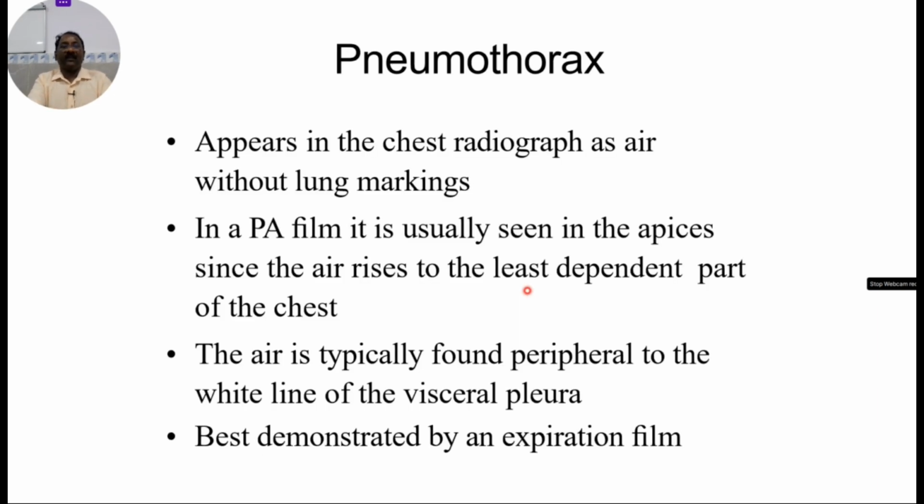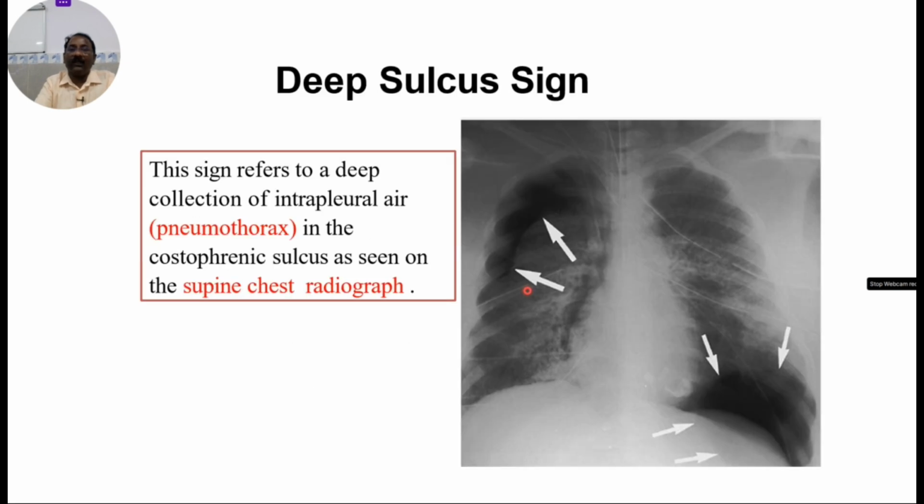Pneumothorax appears in the chest X-ray as air without any lung markings. In a PA film, it is usually seen in the apices since air rises to the least dependent part of the chest. So when there is very mild pneumothorax, it will be seen in the apices. Air is typically found peripheral to the white line of the visceral pleura, best demonstrated by an expiratory film, not the inspiratory film. Most of our pictures are inspiratory films; an expiratory film is used to rule out pneumothorax.